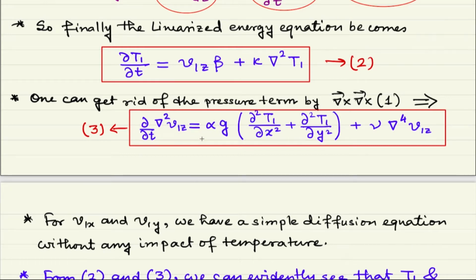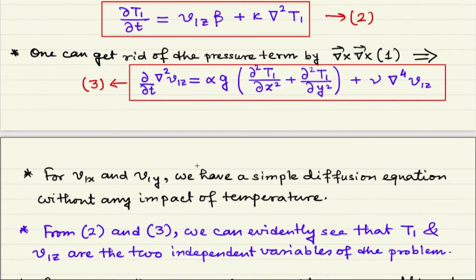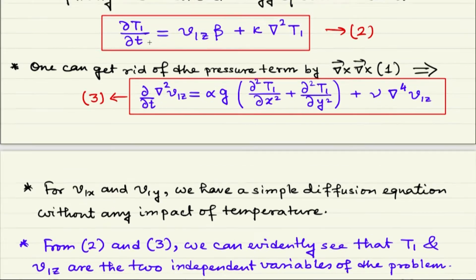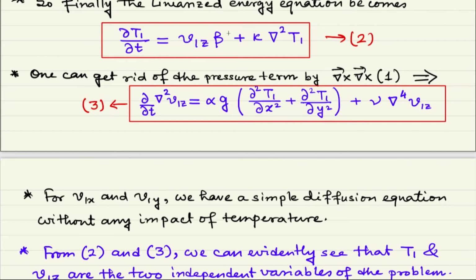Just T1 and V1Z, because here there is no Laplacian of V1Z. You can see that these two equations are almost like diffusion equations, but a bit modified. The first one is the diffusion equation for T1 if this term is absent. The second one is a diffusion equation for ∇²V1Z, if this term is absent.